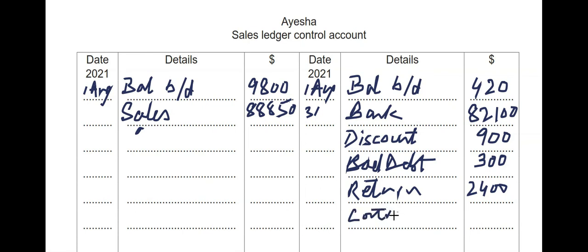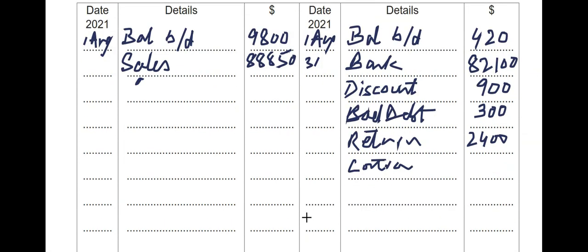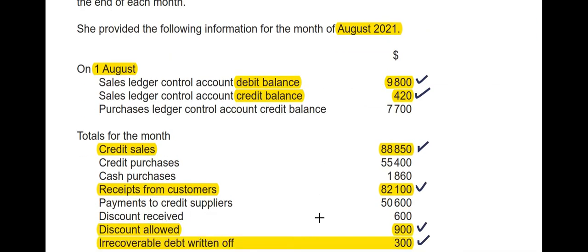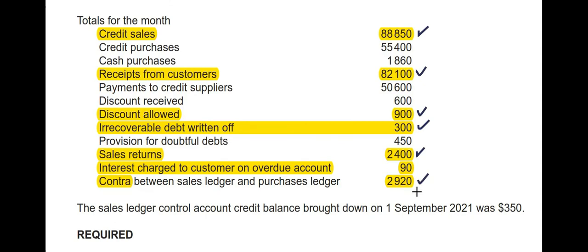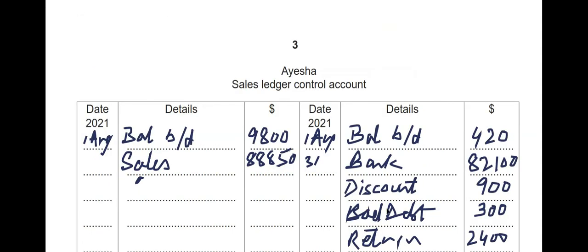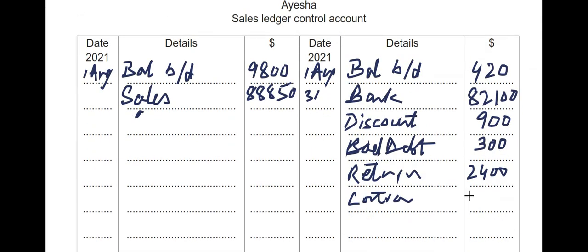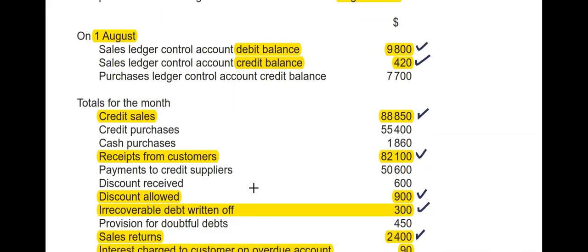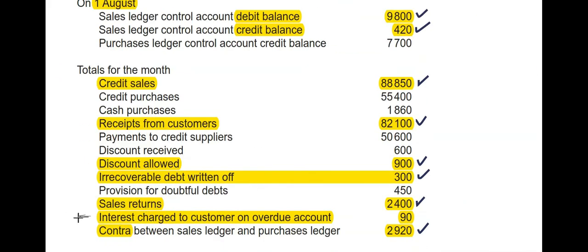Contra entry is the set off between purchase ledger and sales ledger. Contra entry happens when your buyer is also your supplier, so you're paying them money and they have to pay you some money, so we just set off some balance. So contra entry is 2920. Contra entry will also always appear on the credit side in your sales ledger control account.